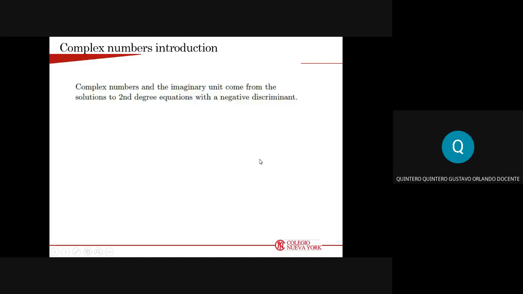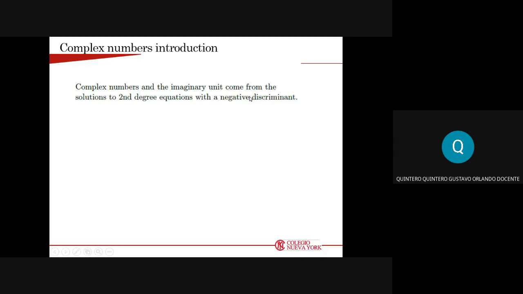All right, beautiful. So complex numbers and the imaginary unit come from the solutions to second degree equations with a negative discriminant. Remember, second degree equations are called parabolas, right? Are called second degree equations. Man, I forgot the name of those. Parabolas. Damn. I forgot the name. Whatever, let's continue.